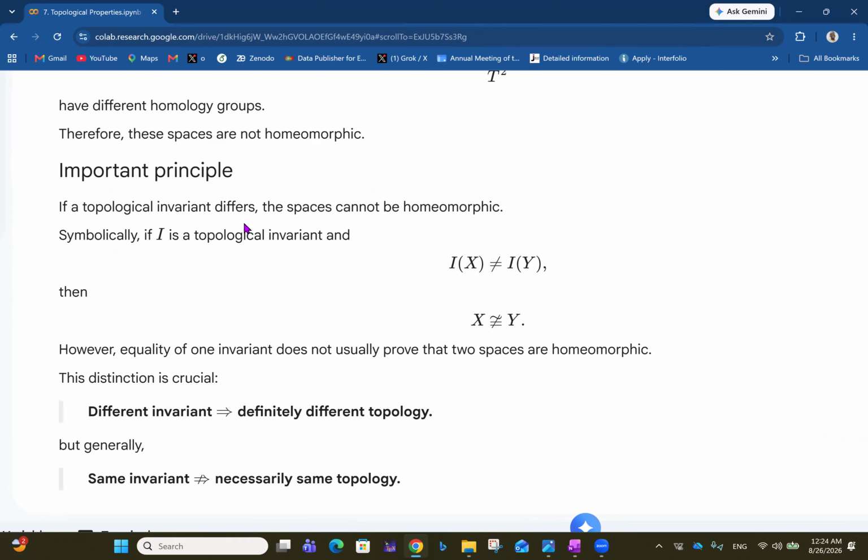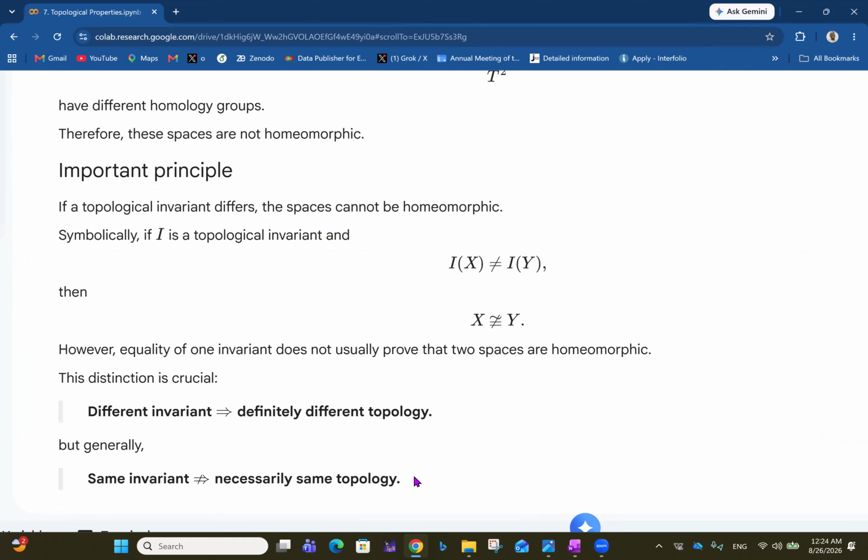So once any of these properties differ in two spaces, they cannot be homeomorphic. Symbolically, if I is a topological invariant and I of X is not equal to I of Y, then X is not homeomorphic to Y. However, equality of one invariant does not usually prove that two spaces are homeomorphic. The distinction is crucial. Different invariants imply different topology, definitely, but generally the same invariant does not necessarily mean the same topology.